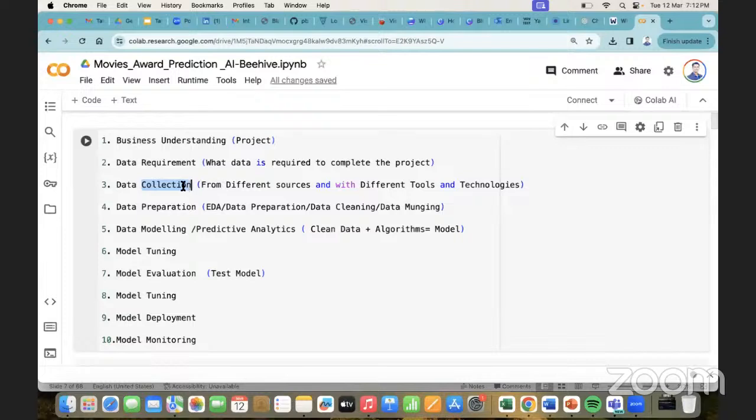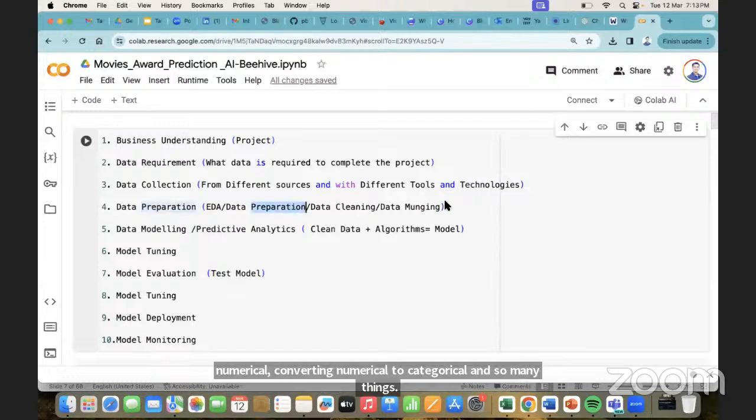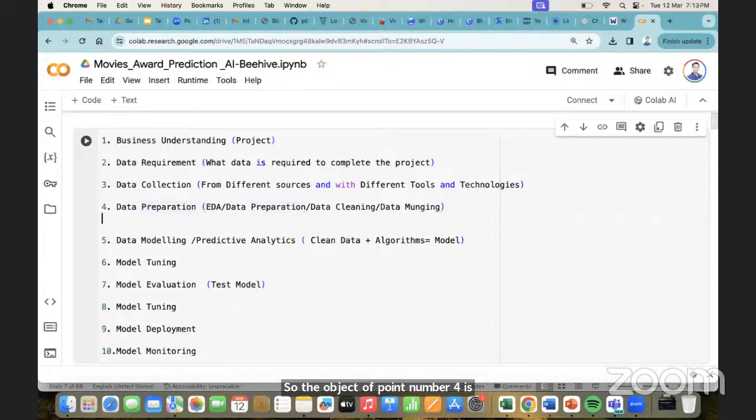Once the data is collected, then we are doing the data preparation, that is cleaning of the data. In the data cleaning, we are doing missing value treatment, outlier treatment, converting categorical to numerical, converting numerical to categorical, and so many things. So the objective of point number four is clean data. So the output of point number four is clean data. That clean data, we are sending it to point number five.